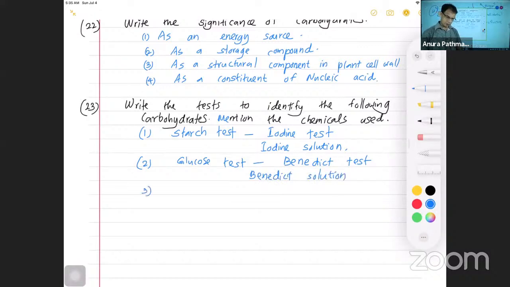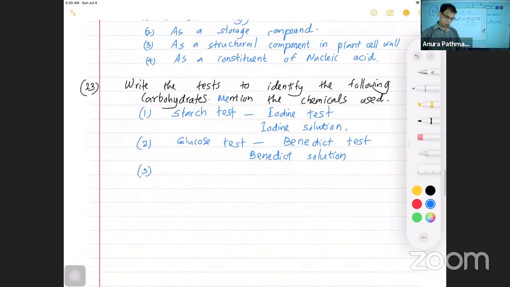And the third one? Sucrose test. Okay. And actually, is there a name for that? There's no name. And what are the contributing things?